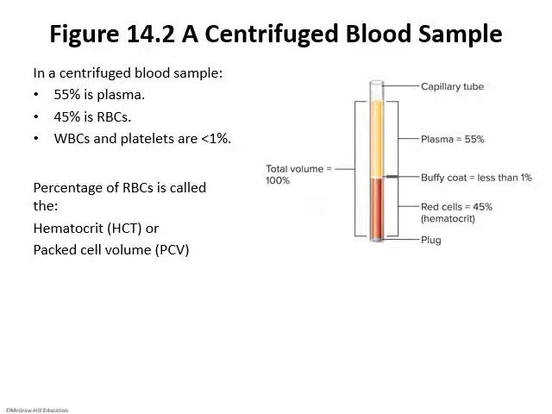The percentage of red blood cells is called the hematocrit or packed cell volume. Packed cell volume isn't really used as a term very much anymore. The primary one is going to be hematocrit. So you'll a lot of times hear people in the medical field talking about hemoglobin and hematocrit. Okay, so we'll talk about hemoglobin in a little bit, and then the hematocrit is the percent of red blood cells in the sample, which should be 45%.